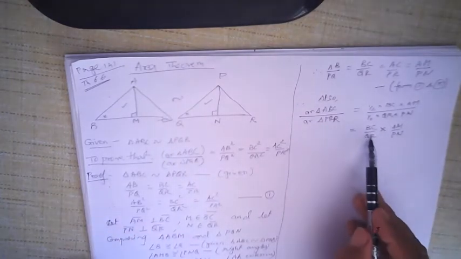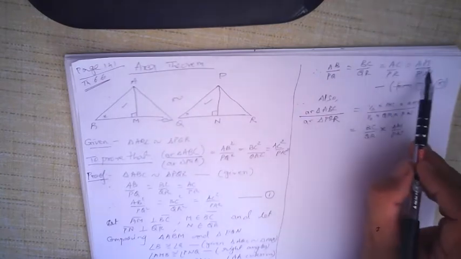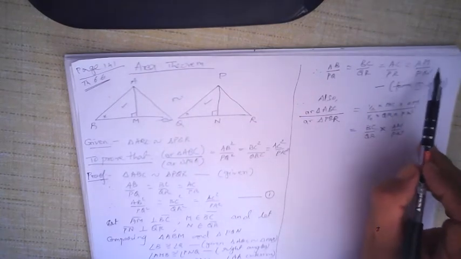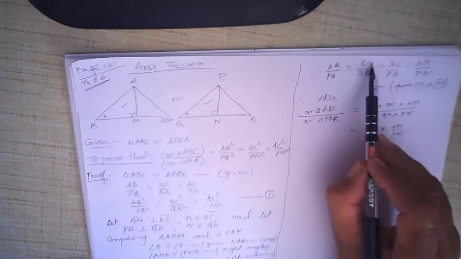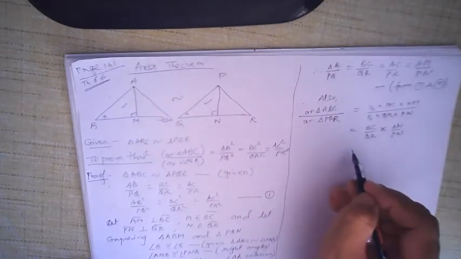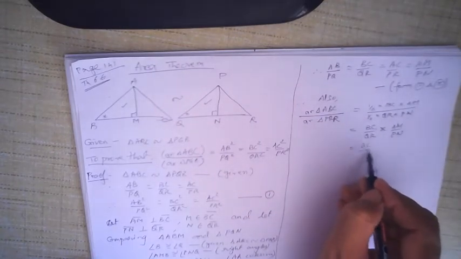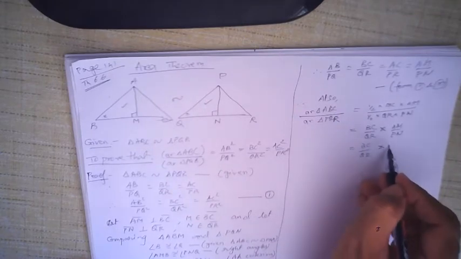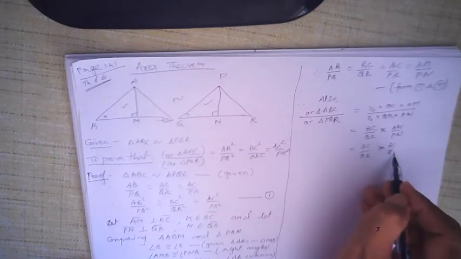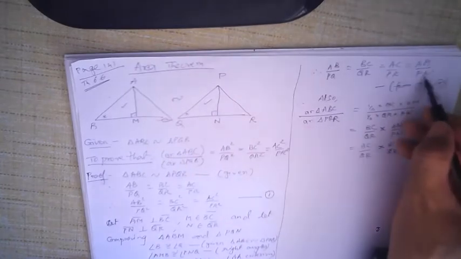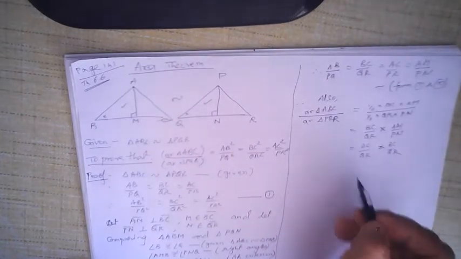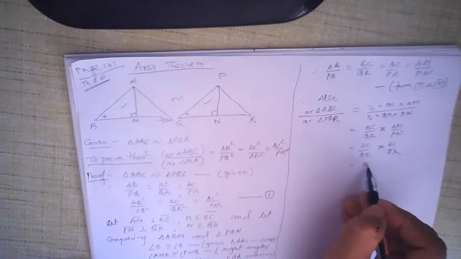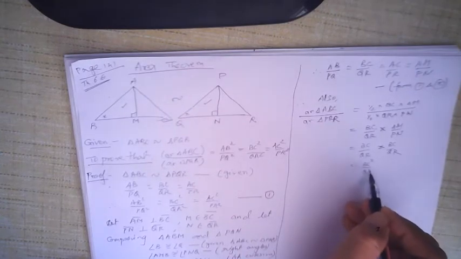Now you can see BC upon QR, BC upon QR is equal to AM upon PN. Or in place of AM upon PN, I can write BC upon QR. So that is equal to BC upon QR multiplied by BC upon QR. Why? Because AM upon PN is also equal to BC upon QR. Or I can say BC square upon QR square.